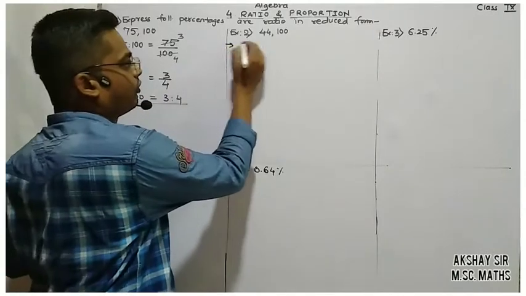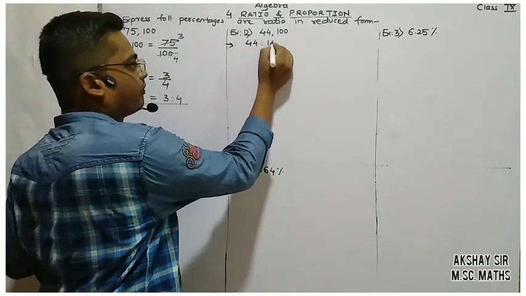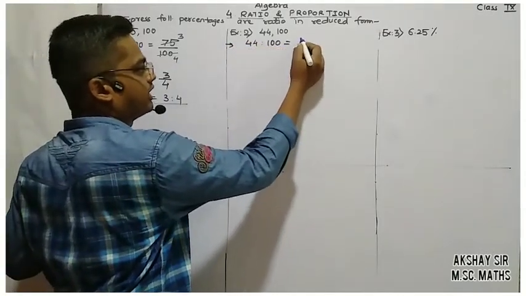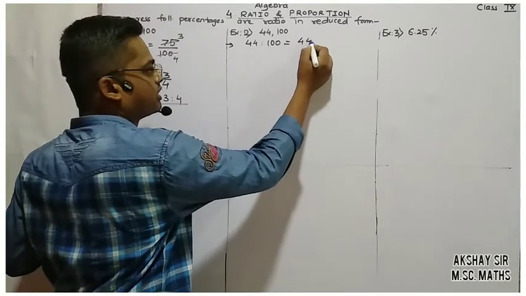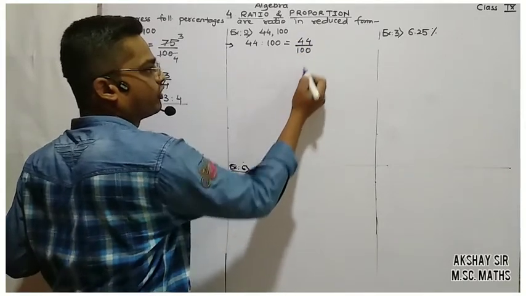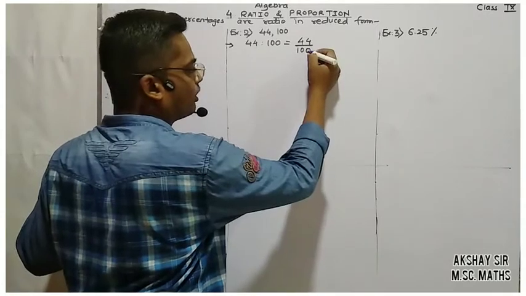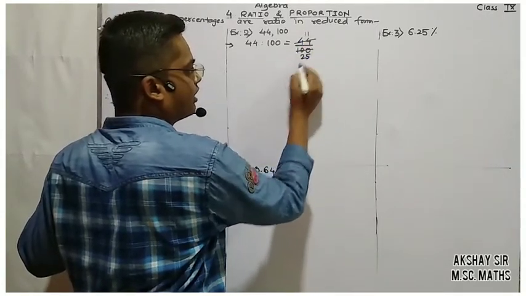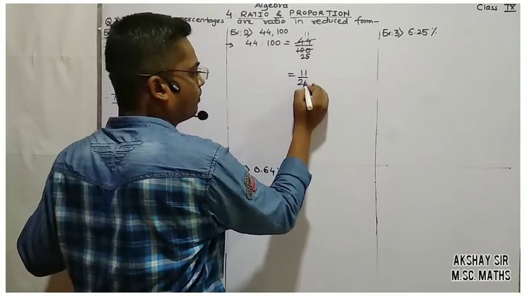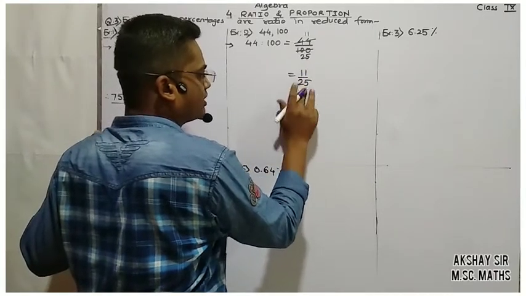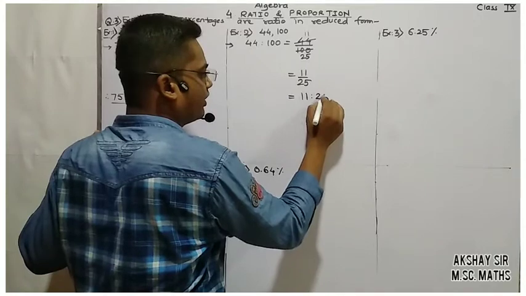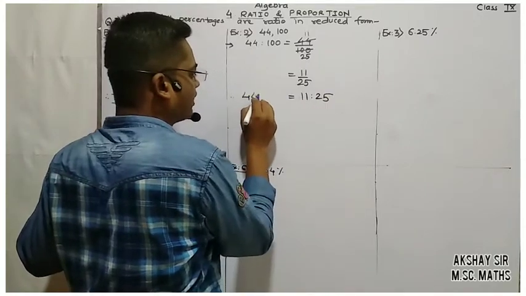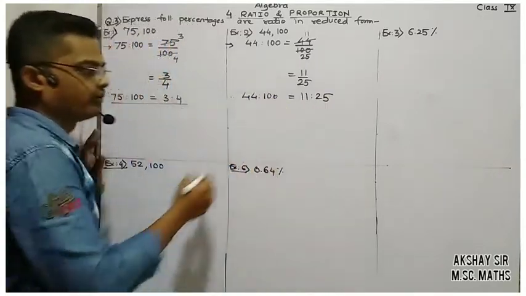Next, second example, 44 as to 100. So let us convert this percentage into the ratio simplest form or the reduced form. So 44 upon 100. We can see both are multiples of 4. 4 11s are 44 and 4 25s are 100. So it can be written as 11 upon 25 in reduced form. That means it is 11 as to 25. So therefore 44 as to 100 is 11 as to 25.